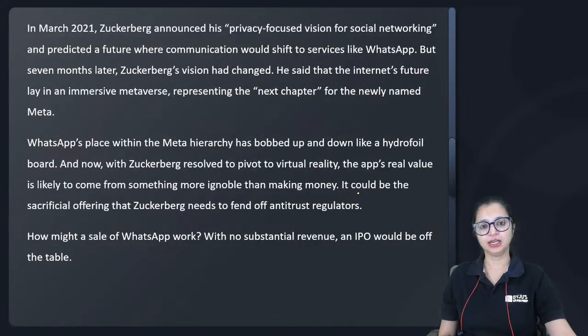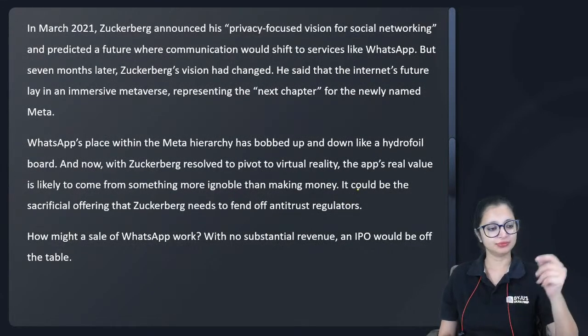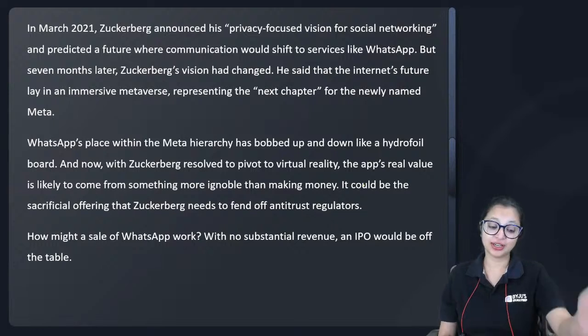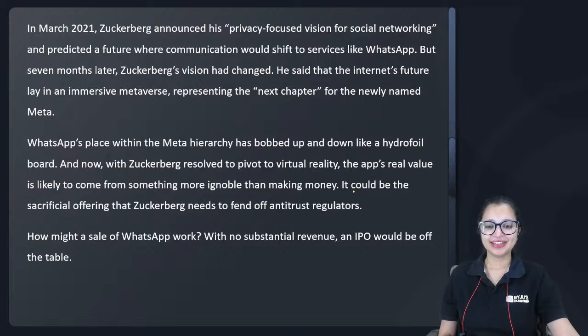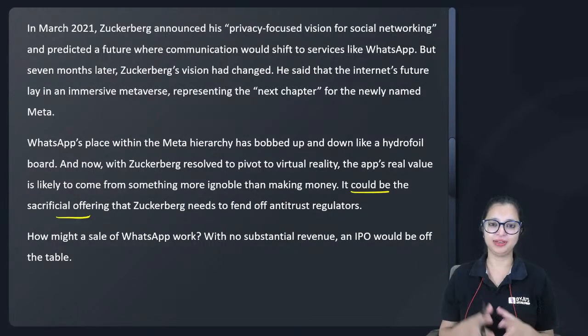ज़करबर्ग ने डिसाइड किया कि ये मेरा वो बच्चा जो कमा नहीं रहा है, इसको मैं भेजूंगा, किसी और के घर भेज दूंगा. I'll sell it off to somebody else जो शायद इसको कमाना सिखा दे. So it could be the sacrificial offering. इसको हम कुर्बान कर देते हैं हमारी फैमिली के लिए, अपनी फैमिली को बचाने के लिए. इसको हम कुर्बानी दे देते हैं to antitrust regulators जो परेशान कर रहे हैं ज़करबर्ग को.